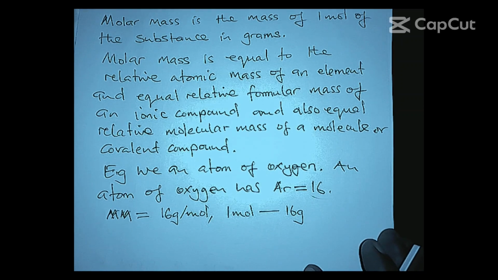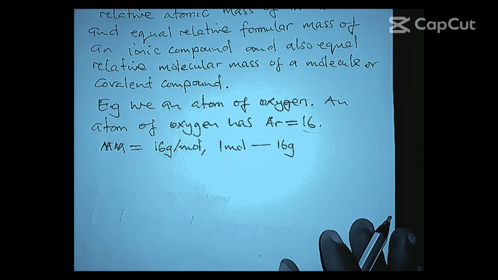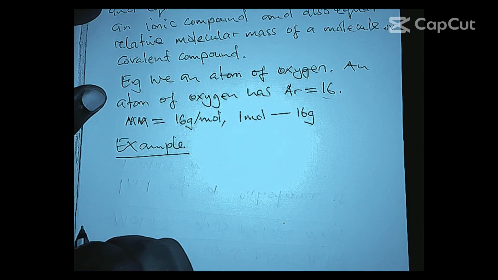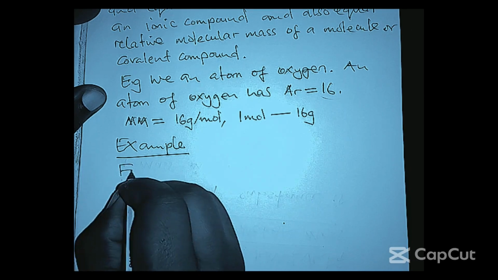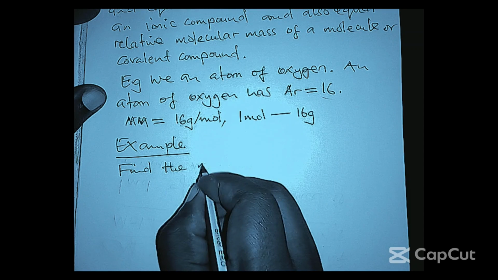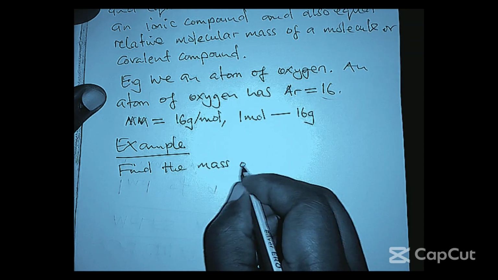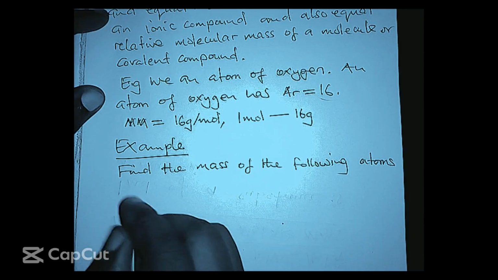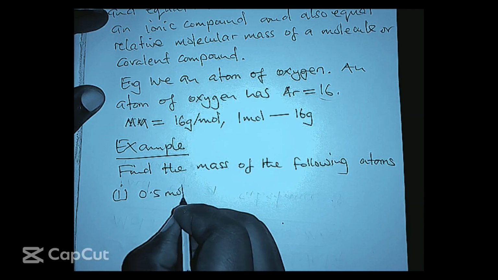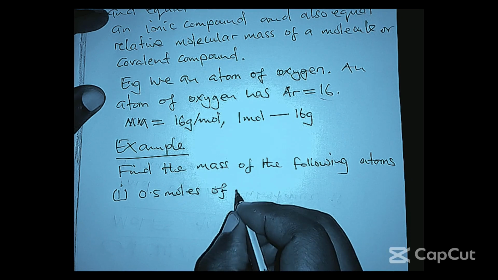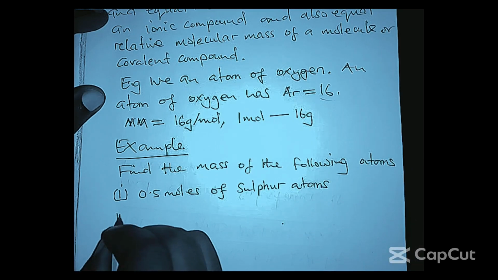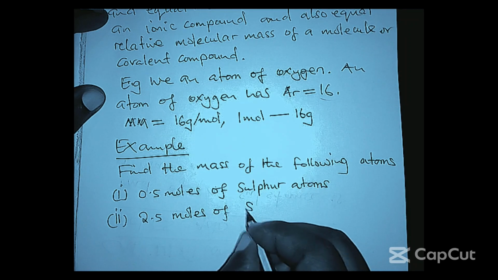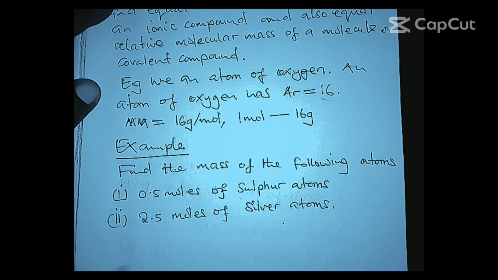Now this one gets more interesting. Let's look at this example here. I have this example here which says, let me write it here. Find the mass of the following atoms. We have 1, 0.5 moles of sulfur atoms. Then 2, we have 2.5 moles of silver atoms. So these are our questions here.